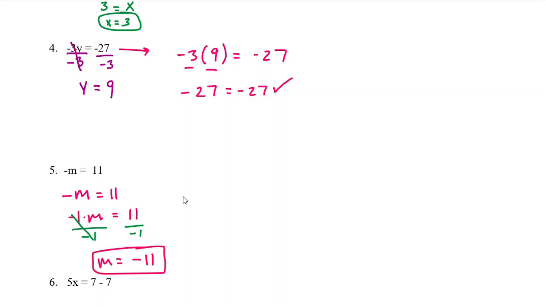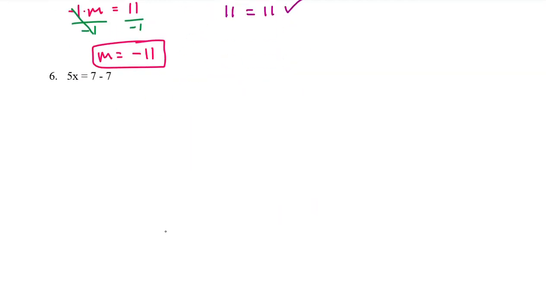And I think that's my answer, but let's check. Negative m equals 11, negative negative 11 equals 11. And this is true. Remember, if you have a minus negative is a positive, so this is 11, which it does equal 11, and so we did it.